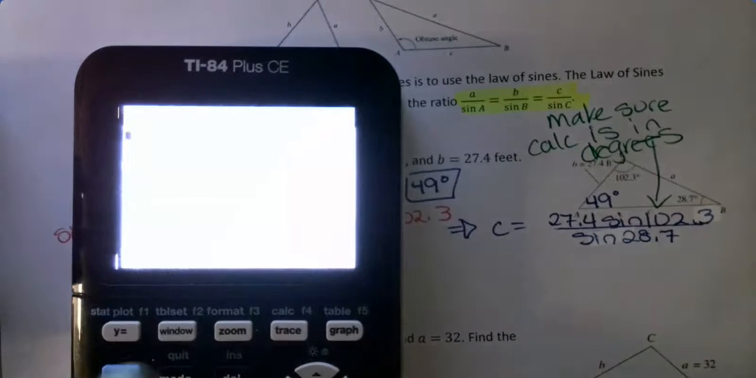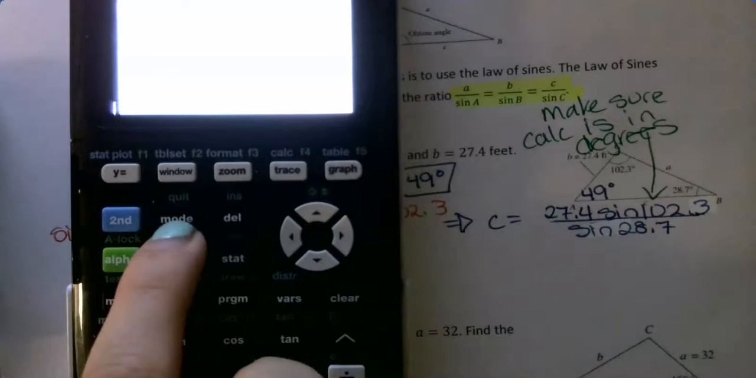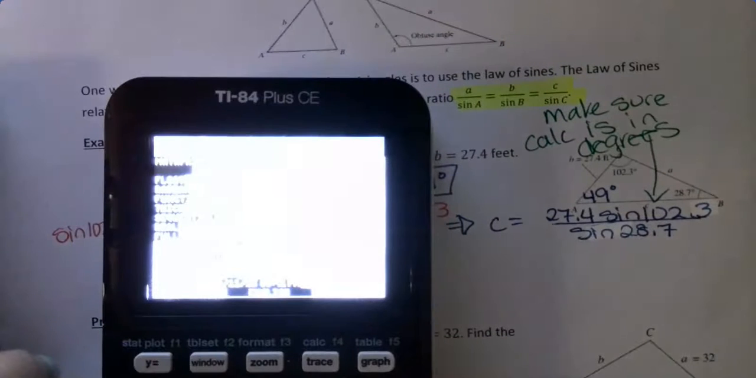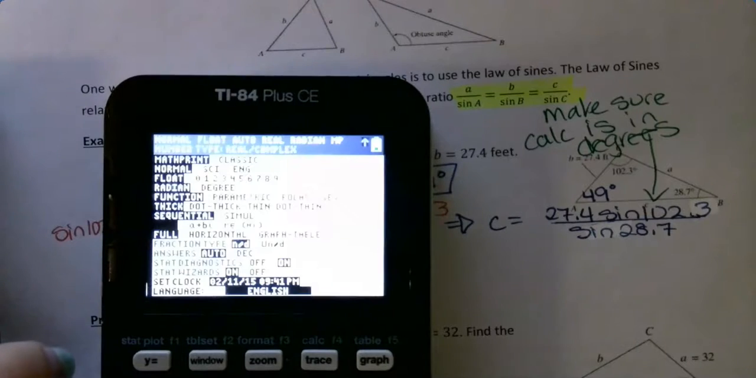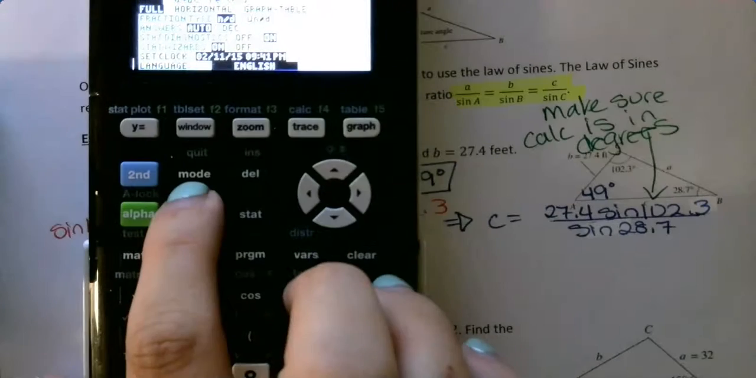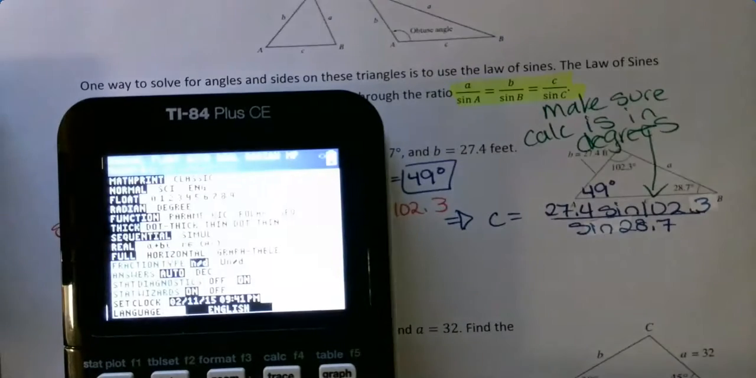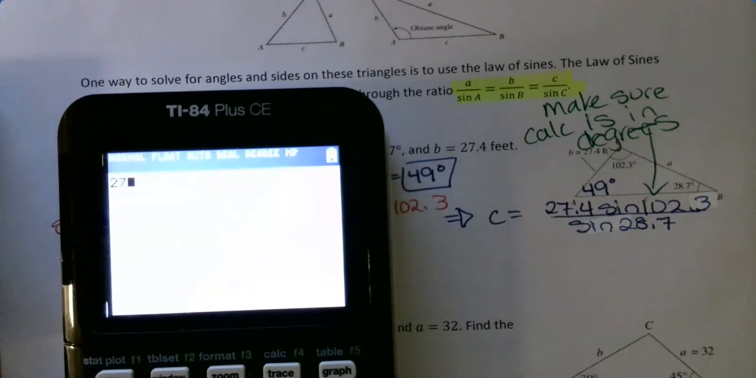So to change it, I would go to this button mode. It's right next to second. My radian is highlighted, so I'm going to hit degrees and make sure that's highlighted. I go second mode, I go back home, I type in the 27.4, then I press sine 102.3, and then I close the parentheses, and then I type sine 28.7, and close the parentheses.